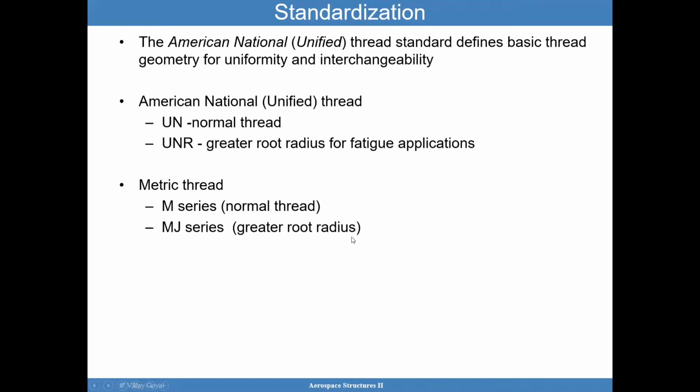It is very important that as you're working through engineering problems, you select the right thread for your application, particularly if you're going to encounter fatigue applications such as in space applications. In those applications, it's very important to select the right kind of thread. Otherwise, you could get into an issue with early failures due to fatigue. And so UNR and MJ are the recommended approaches.